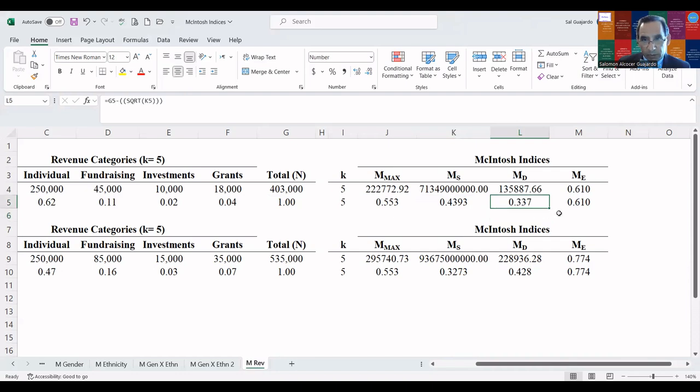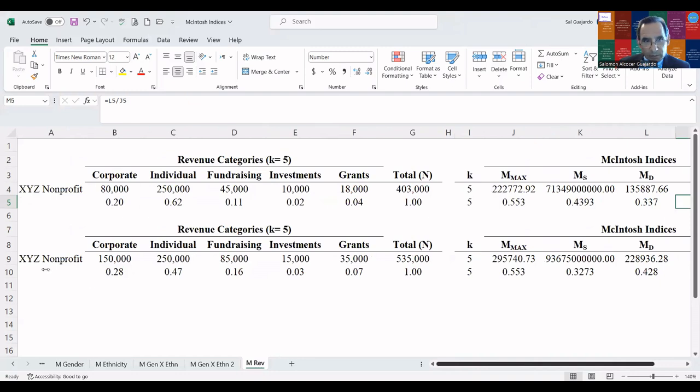When I divide the 0.337 by the maximum score of 0.553, that gives me a standardized score of 0.610. And again, this means that this organization obtained 61% of the maximum value of 0.553. This indicates that the level of diversity with respect to revenue yield across the categories is moderately good.